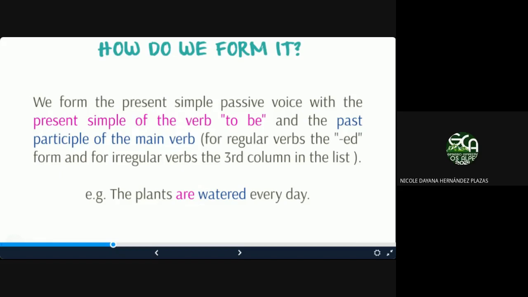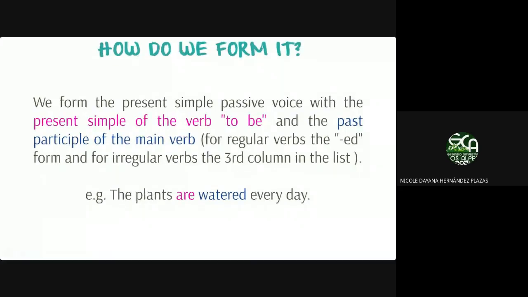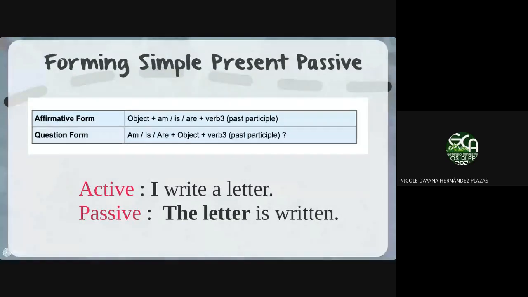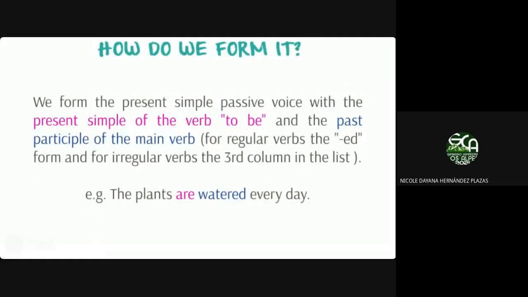Okay, ready guys? Let's continue. Okay? Here we go. So don't forget, babies, important thing, I am going to show you this slide once again. Important: object, verb to be in present, is or are, plus the verb in participle, okay? We are going to continue. This is the affirmative form to make this.